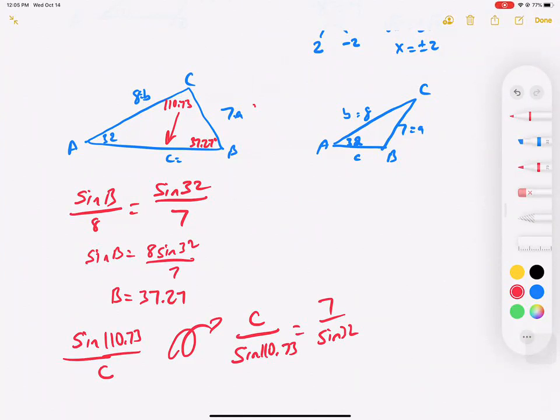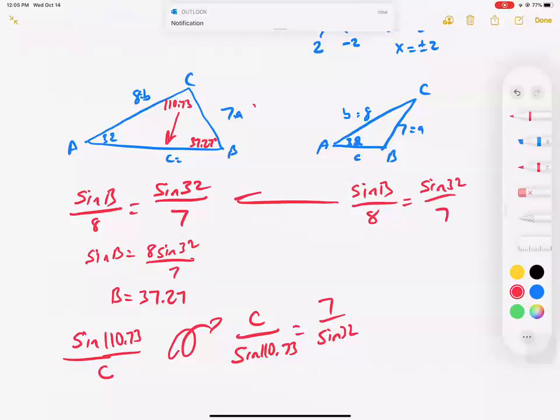So how do we get to that second version of the triangle? Because if I set this problem up, this is what's going to happen. If I write solve for B, sine of B over 8 is equal to sine of 32 over 7. Look at this answer here. Aren't they exactly the same? Wouldn't it give me the same exact answer? Solve for B using A. Yeah, it would still give us B is 37.27.